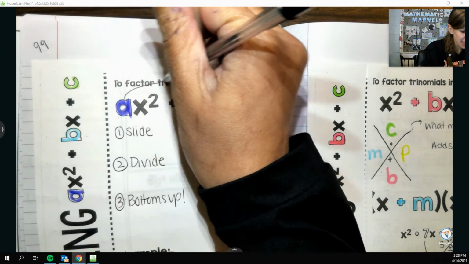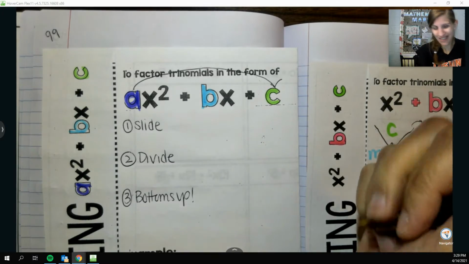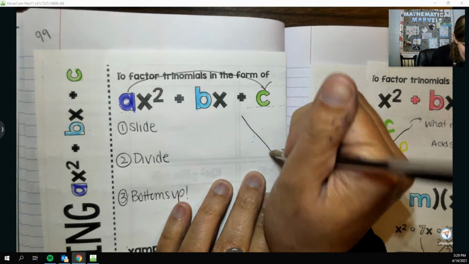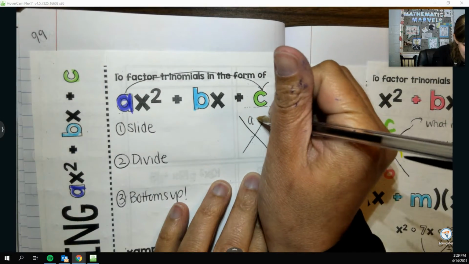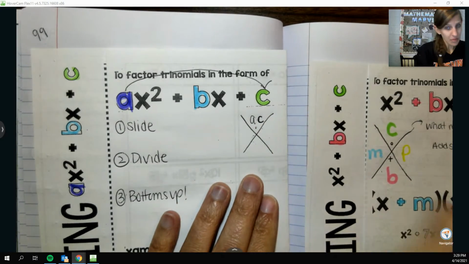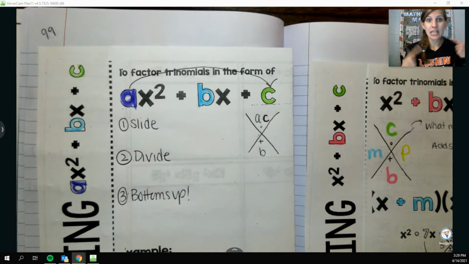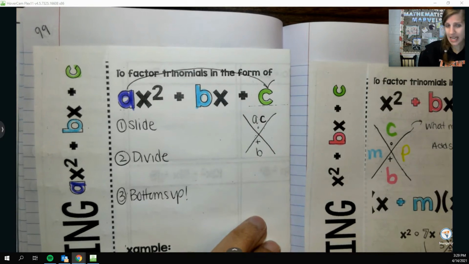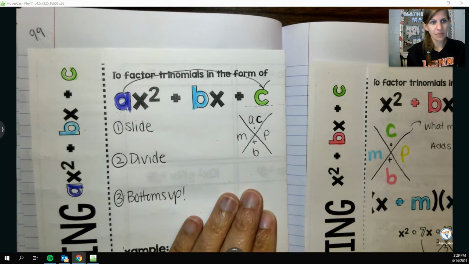So when I say slide, I mean I take that number and I slide to the back. Slide to the back. Okay, so when you're setting up your puzzle, you're going to start with sliding that a over and multiplying it. So really we're going to have a times c at the top of our puzzle, and we're still going to put b on the bottom. Okay, so we're still thinking what multiplies to the top and adds to the bottom. And then whatever numbers I get go on the side here, just like yesterday, the m and the p.